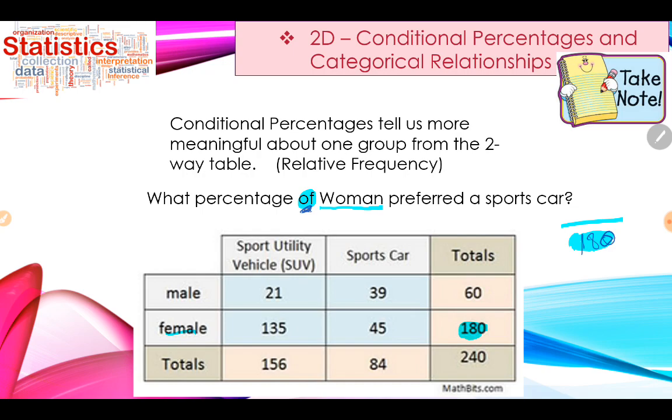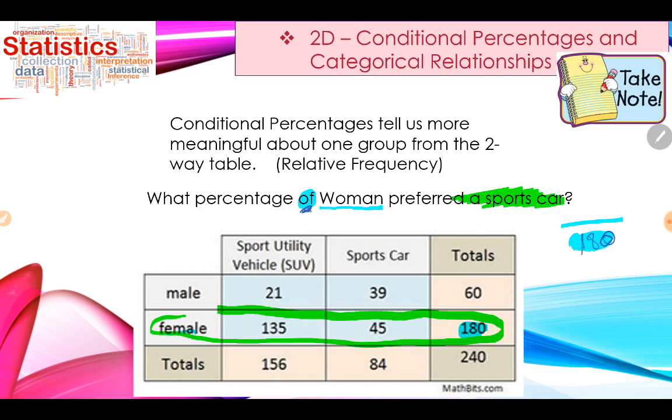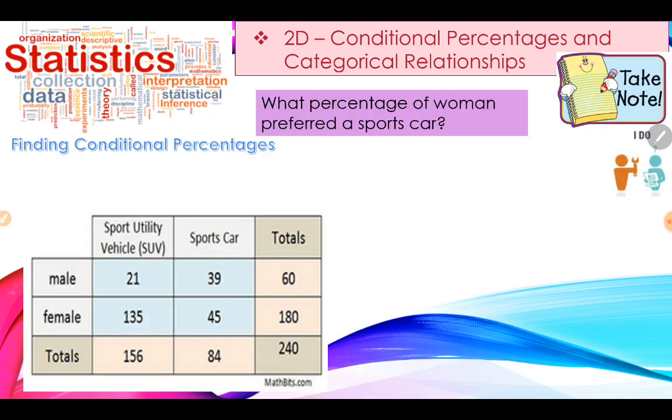So that's our denominator. And then for the numerator, I'm looking at, of these women, I'm already in the room that has the females. What proportion of them, or what number of them, preferred a sports car? So I go to the female row, and in that row, what's the frequency of the people that chose sports car? That answer is 45. So 45 of the 180 women chose a sports car.